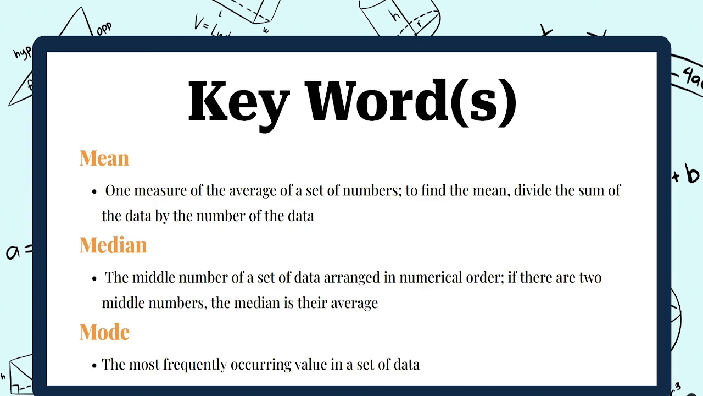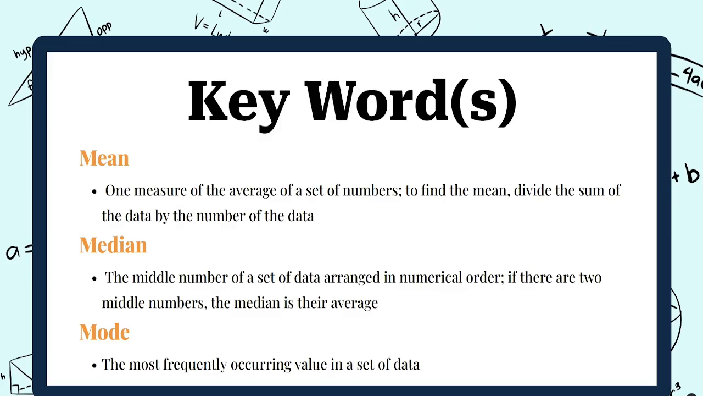To help refresh your memory, mean is one measure of the average of a set of numbers, when you're looking at a lot of information and you want to find the average. It's one way to find it. Now, to find the mean specifically, you divide the sum of the data by the number of that data.